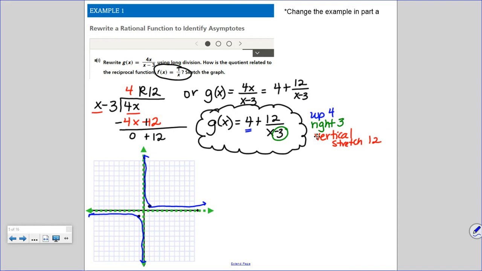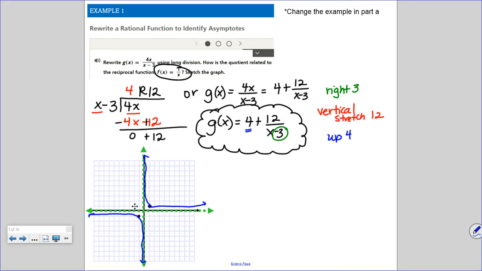Now, when you do transformations, they have to be done in the order of operations. So you start by looking at the x, and then what is the first thing that would happen to x? That minus 3. So the right 3 is the first shift that happens. Then the 12 would be divided by the x, so that's where the vertical stretch by 12 would come in. Then we would shift it up 4. So those transformations need to happen in that order.